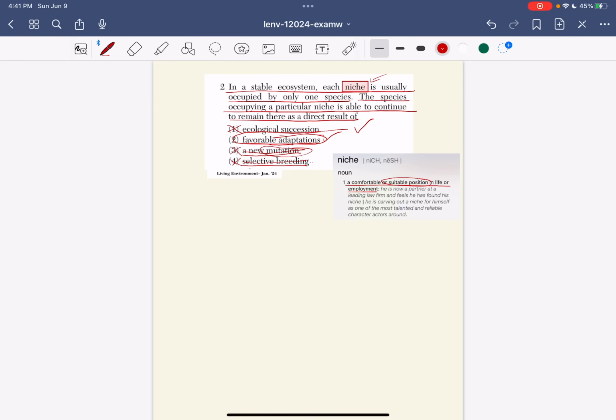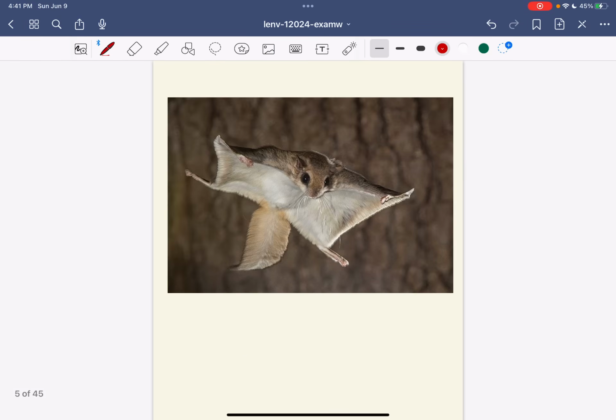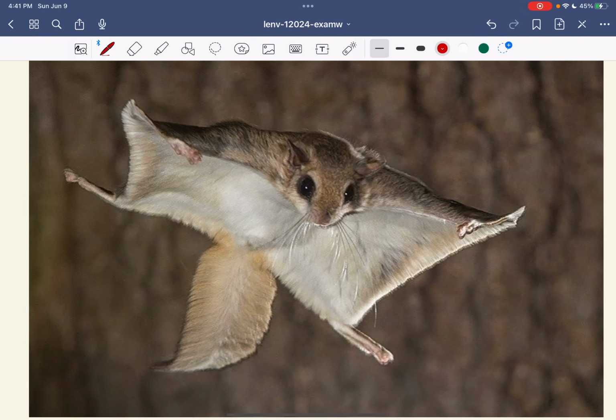Now, let's talk about niches and an example. Whoa, kiddo. What is this? Well, this is a flying squirrel. And let's just appreciate its little tiny feet. I just think they're super cute, all right? Needed to get that out of my system.